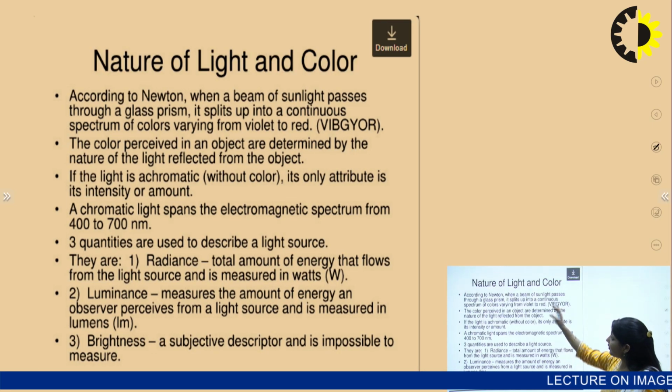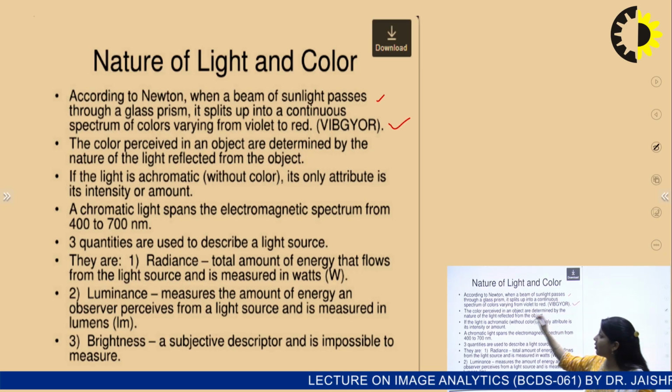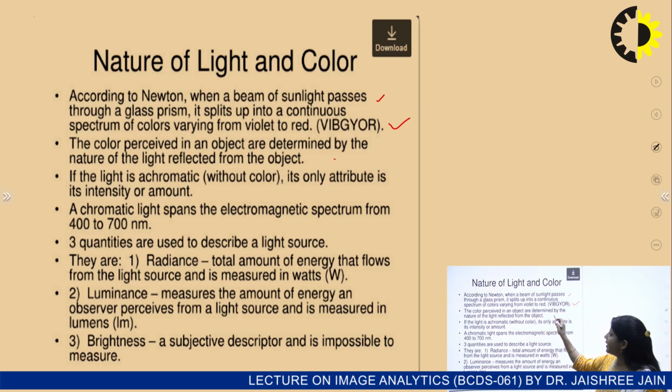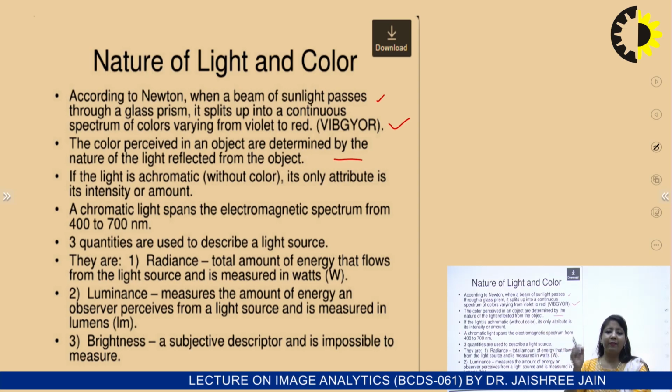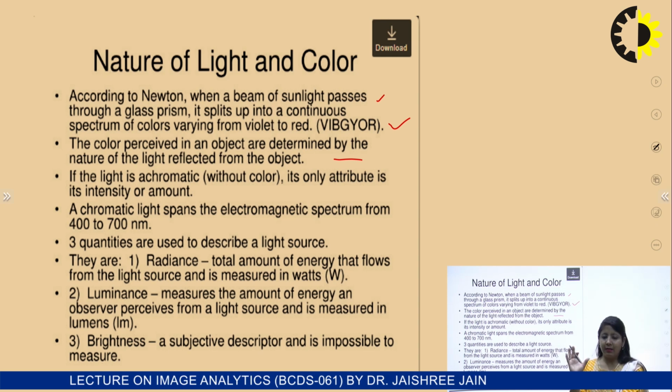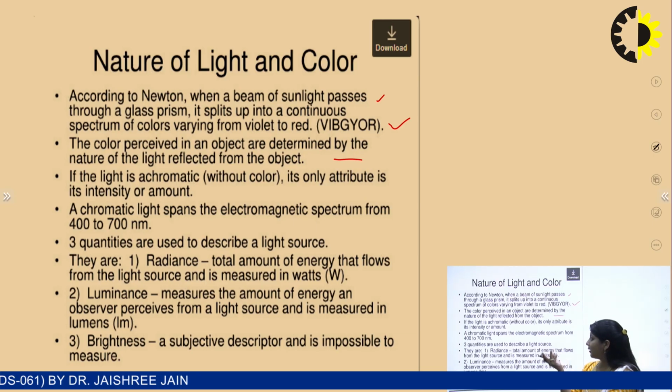According to Newton, when a beam of sunlight passes through a glass prism, it is split into a continuous spectrum of colors from violet to red, meaning VIBGYOR, and the colors perceived in an object are determined by the nature of light reflected. It means how actual colors are going to be saved in any image depends on the light source. If the light source is very high, then the image will be bright, and if the light source is low, then the image will be dull. So that depends on the intensity of the color or light beam.